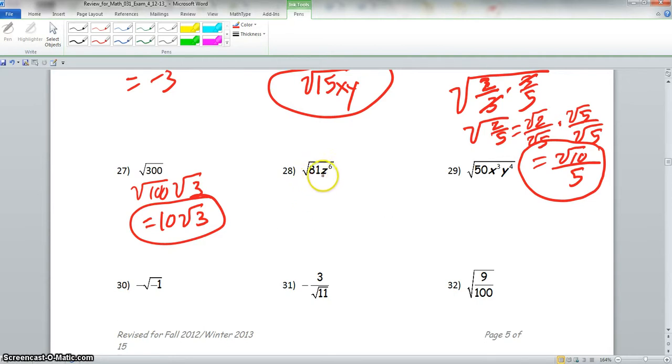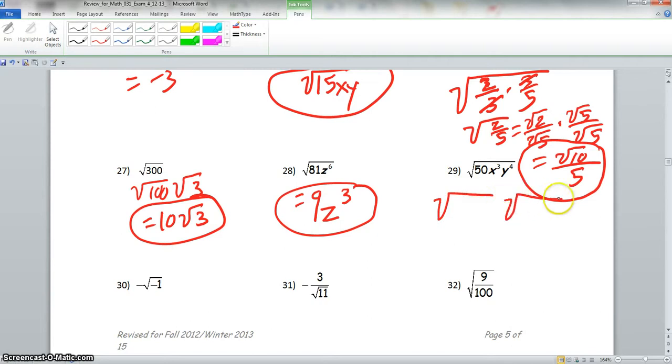Now we have the square root of 81 times z to the 6. The square root of 81 we know is 9. The square root of z to the 6 is z cubed. And we're done.